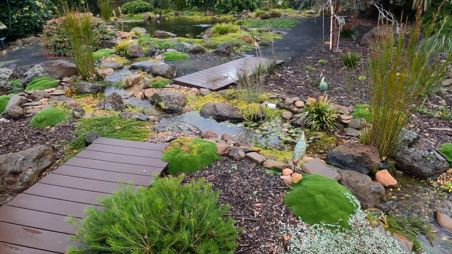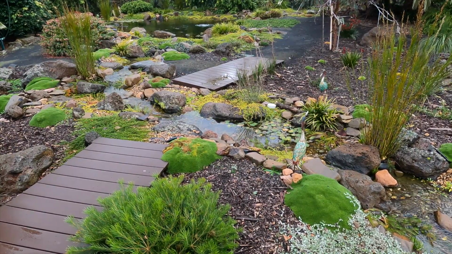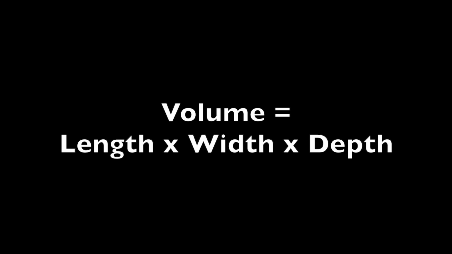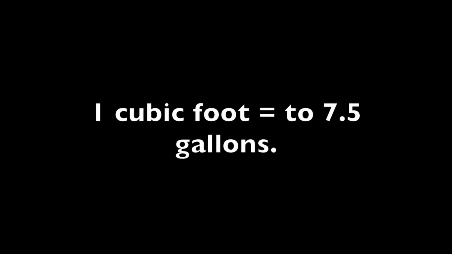So how do you calculate it? Well, that's easy. We just need to calculate volume, and most of us will remember from maths class that volume equals length times width times depth. I'm in Australia and we use the metric system, so I do all my calculations in meters because I know 1 cubic meter is equal to 1,000 litres. For my American friends, you'll want to use feet, and you know that 1 cubic foot is equal to 7.5 gallons.